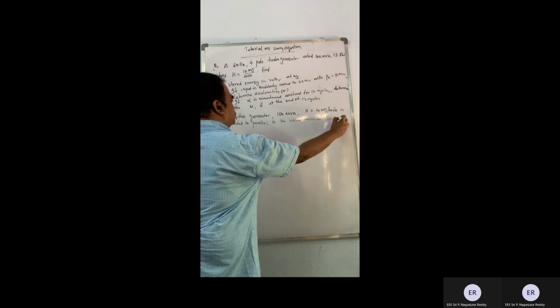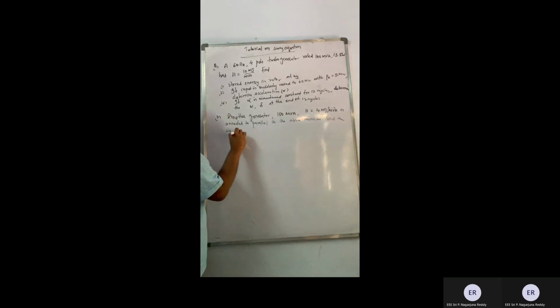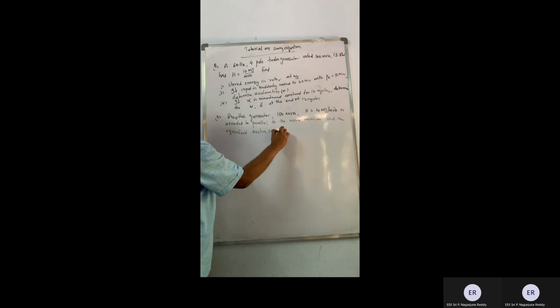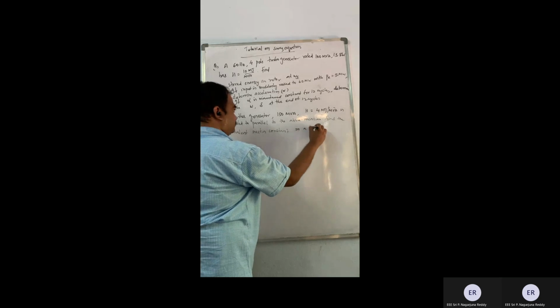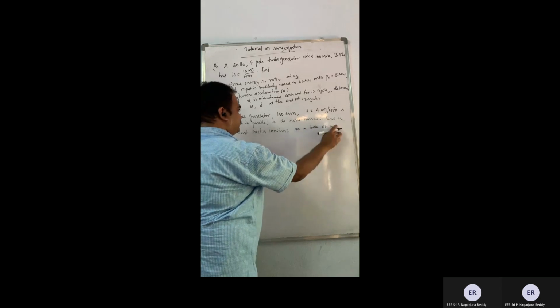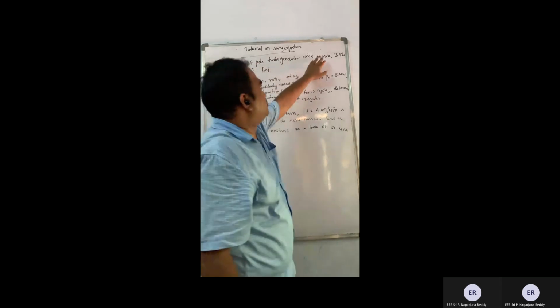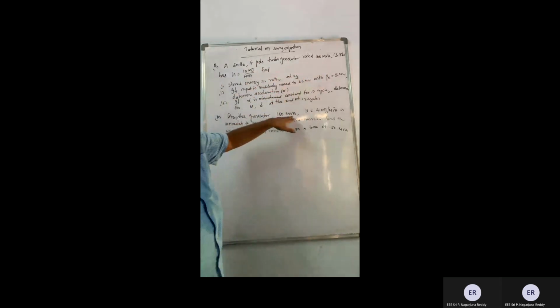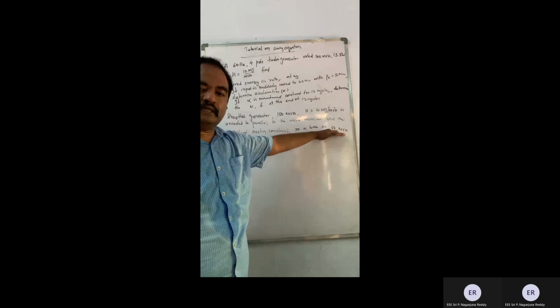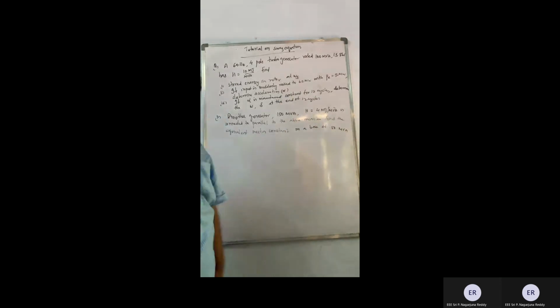Find the equivalent inertia constant on a base of 50 MVA. See, this is the first machine, this is the rating, this is the H value. Second machine: this is the rating, this is the H value. What he is asking is the inertia constant at some other base value.